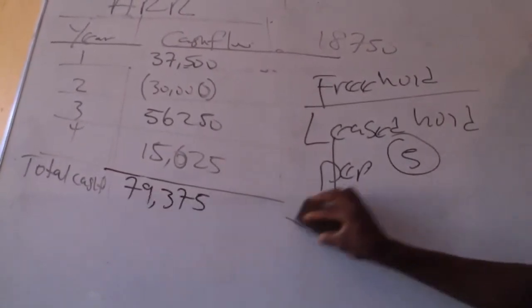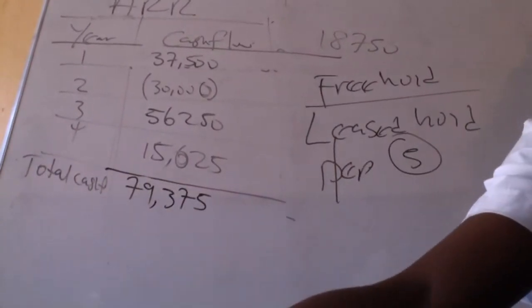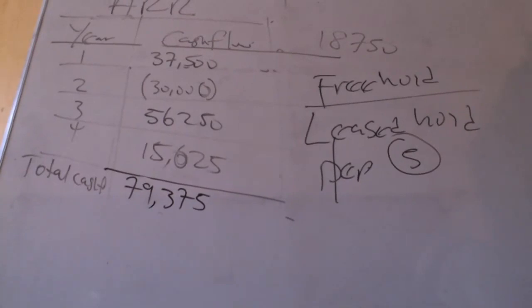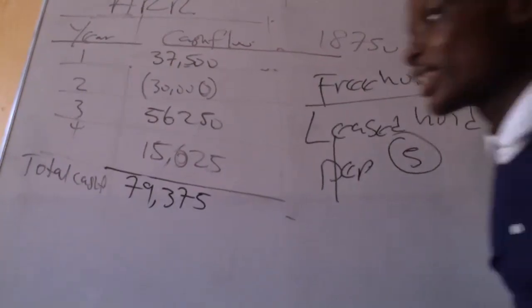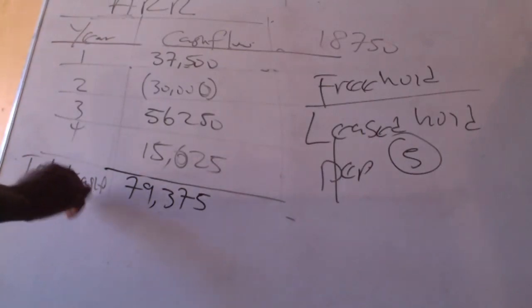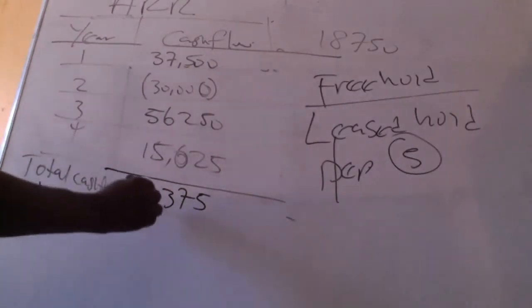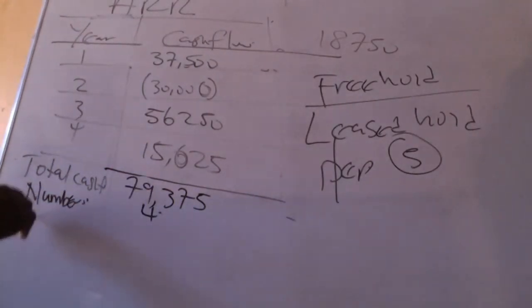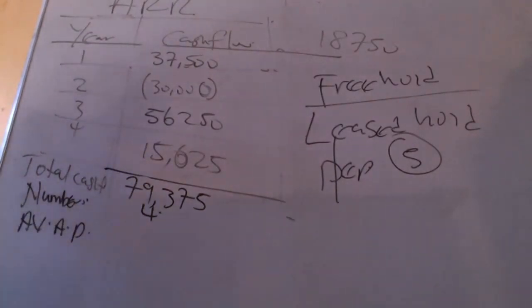So here, no depreciation. The total cash flow is the same as the total profit. Now let's find the average. The number of years will be 4 years. So find the average. Average annual profit will be, kindly find it for me.